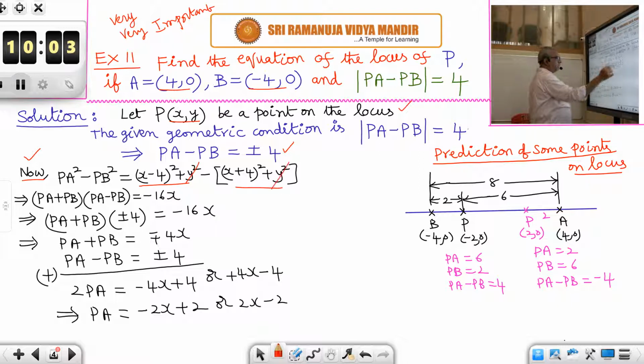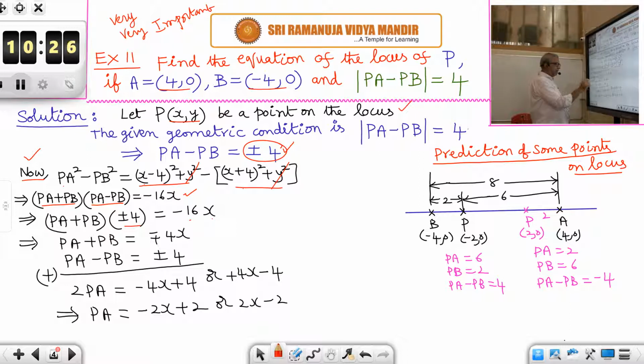So, y square gets cancelled out, and x minus 4 whole square minus x plus 4 whole square on the right side is minus 16x. But on the left side, PA square minus PB square is PA plus PB into PA minus PB. But PA minus PB, you know that it can be either plus or minus 4. So, I have put plus or minus 4 here, is equal to minus 16x.